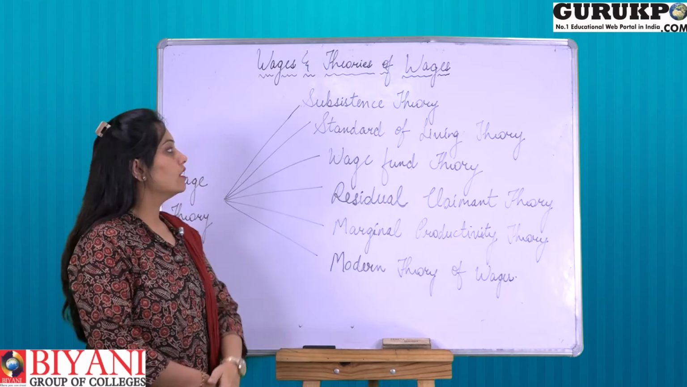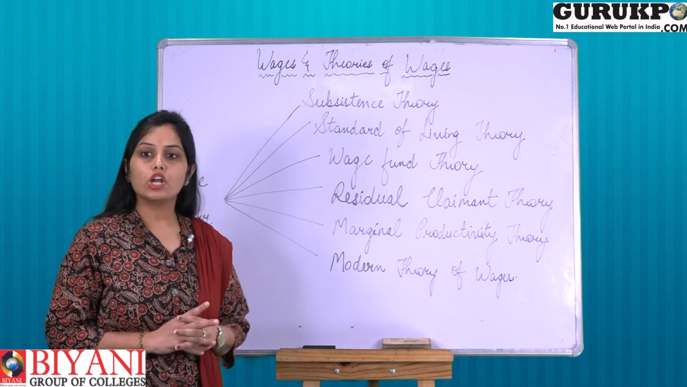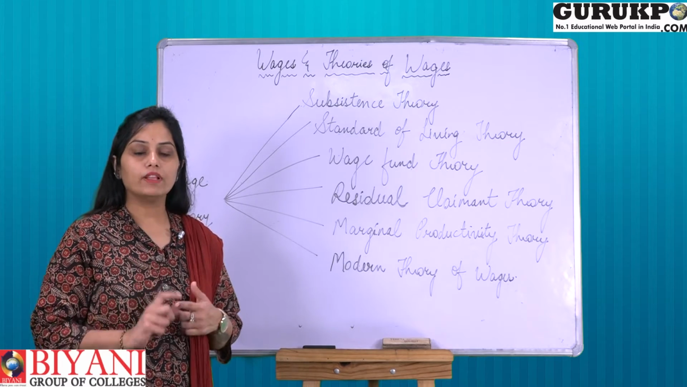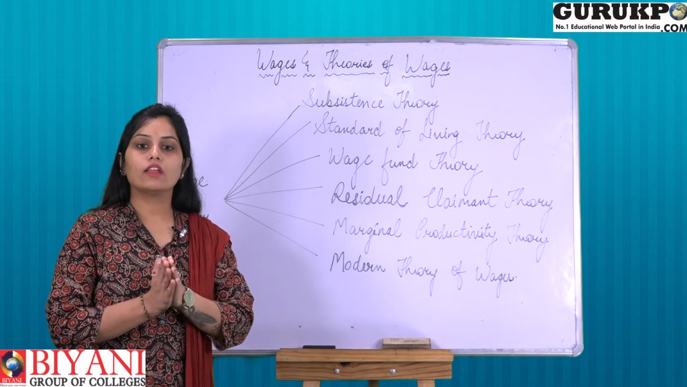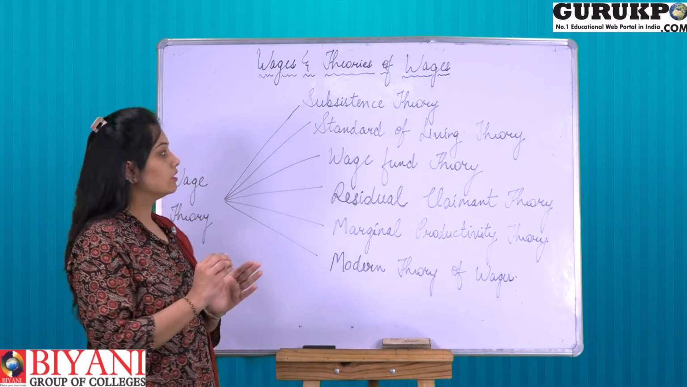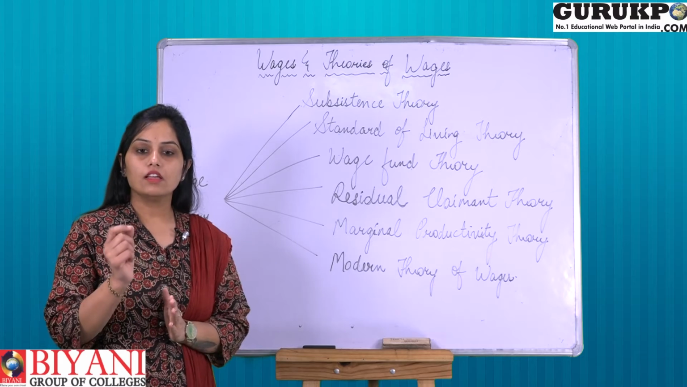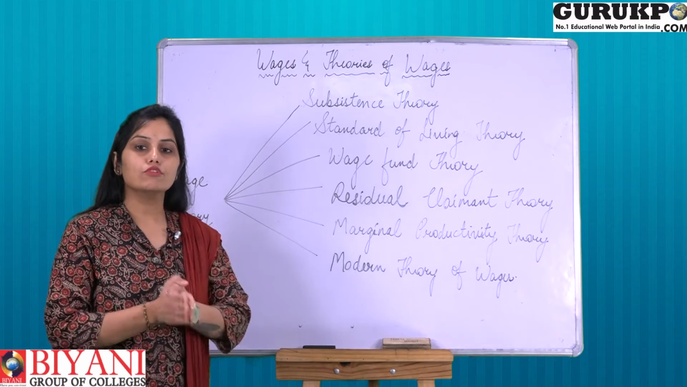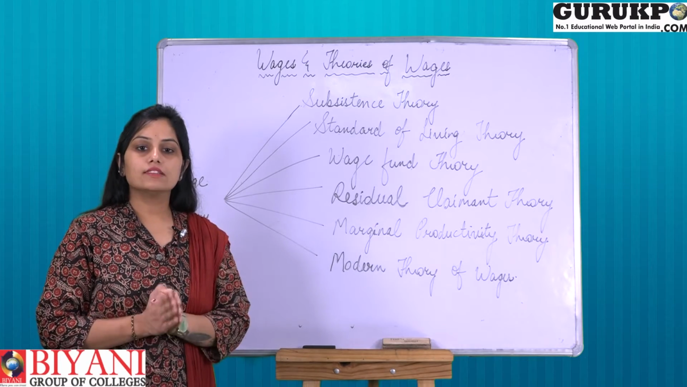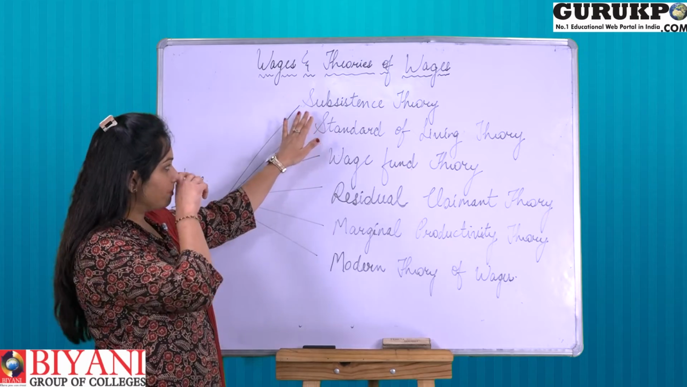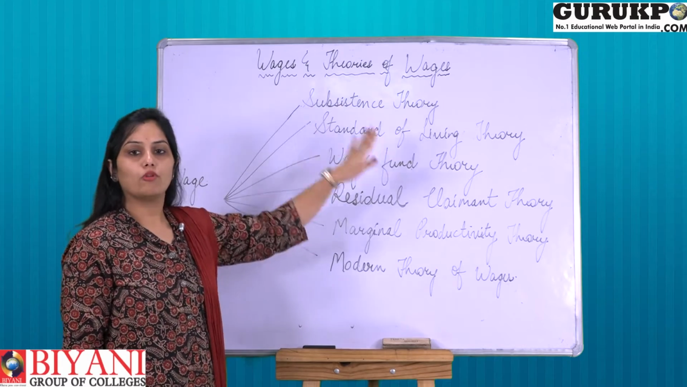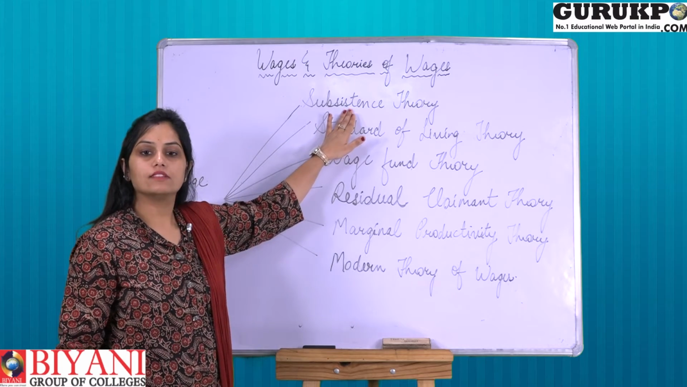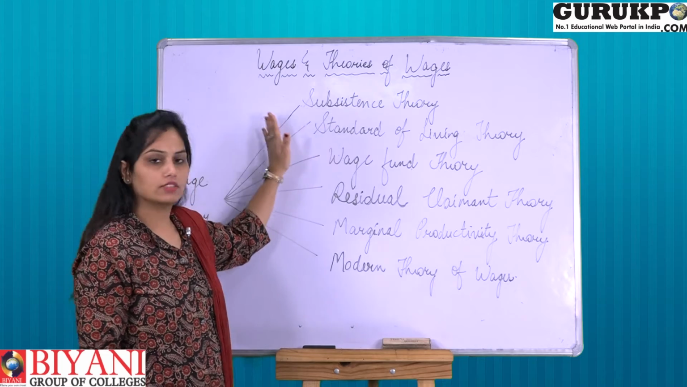The first theory is the subsistence theory of wages. What do you mean by subsistence? Subsistence level is the level at which the employer gives such an amount by which the workers can only fulfill the basic necessities of life, like food, clothing and shelter. The employer doesn't pay more than this subsistence level, because if they pay more, the employee will utilize that extra amount in other ways, and that will reduce their efficiency.